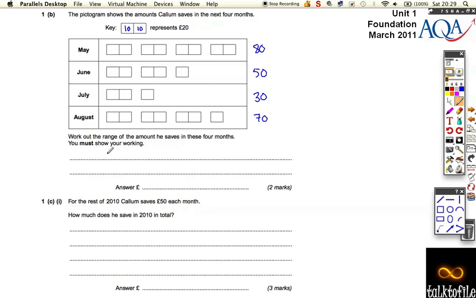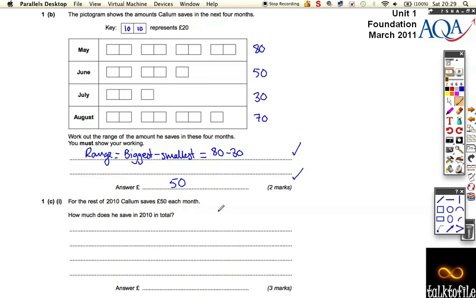There we go. So work out the range, it asks for this one. Well, we should know that the range is the biggest answer subtract the smallest answer, and the biggest answer take away the smallest answer means we're doing 80 minus 30. That would get you one mark, and then having the answer of £50 would get you the second mark.